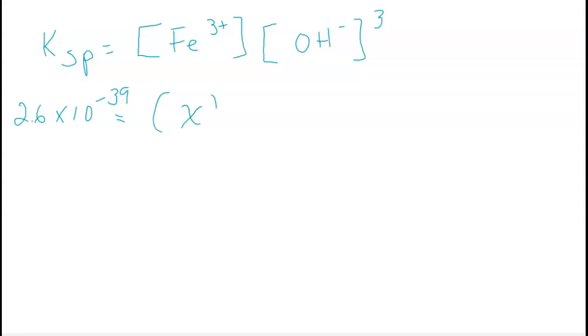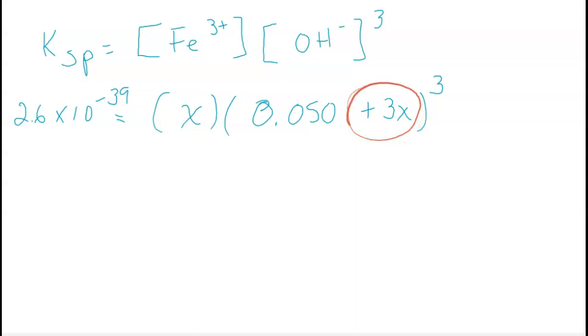And so now I'm going to substitute in the expressions I had for each of these. So x, and then I had 0.050 plus 3x all cubed. Now again, when I look at this K value, I can see that it is extremely small, which means that the reaction in question is not going to proceed very far and is not going to liberate a lot of these iron and hydroxide ions. So that means that any increase that's observed is going to be so minuscule that in fact we can go ahead and just dismiss it from a mathematical standpoint. And that's what we want to do, because we don't want to have to solve a cubic, right? So here we go. I'm going to keep going.